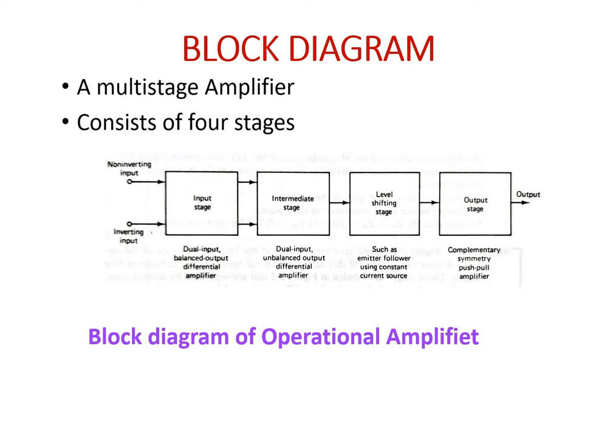Therefore, in general, a level translator, that is a shifting circuit, is used after the intermediate stage. It is used to shift the DC level at the output of the intermediate stage downwards to zero voltage with respect to the ground. So the third stage is an amplifier which is an emitter follower. It is used as a buffer.